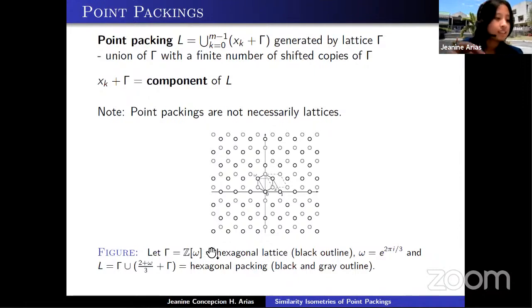The hexagonal lattice is identified with the ring of Eisenstein integers Z omega, where omega is the complex number e to the 2 pi i over 3. And here, the hexagonal packing has two components, gamma and this shifted copy of gamma. So as we can see, the hexagonal packing is a point packing, but it is not a lattice because it lacks the center points of the hexagons. And therefore, it does not form a group.